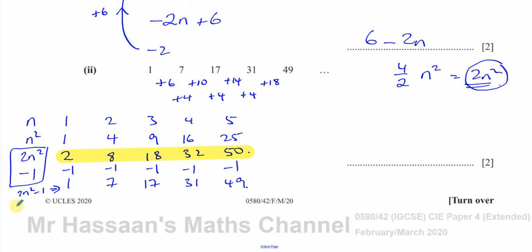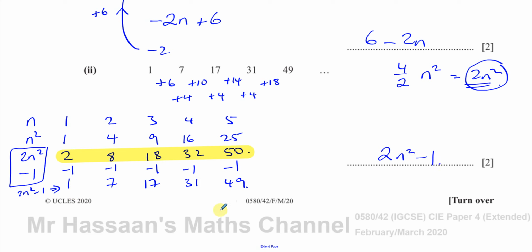When n is 3, 2 times 9 minus 1, that's 18 minus 1, which is 17. And so on. When n is 4, that's 16 times 2, which is 32. 32 minus 1 is 31, and so on. So you can see that this is the correct sequence, 2n squared minus 1.